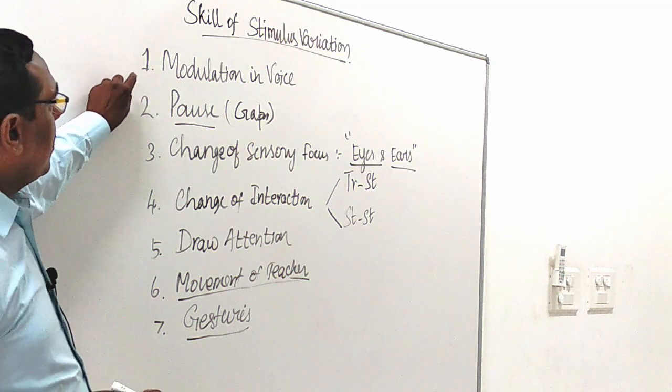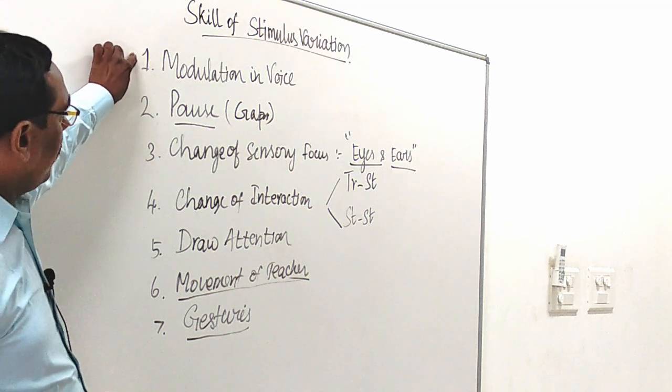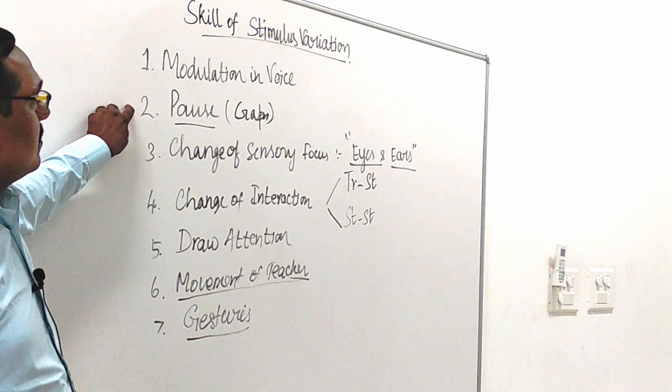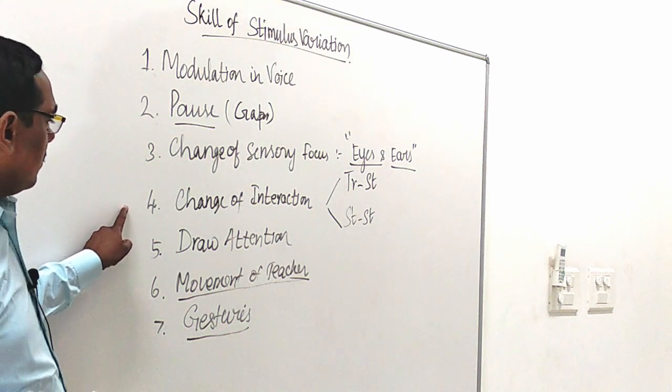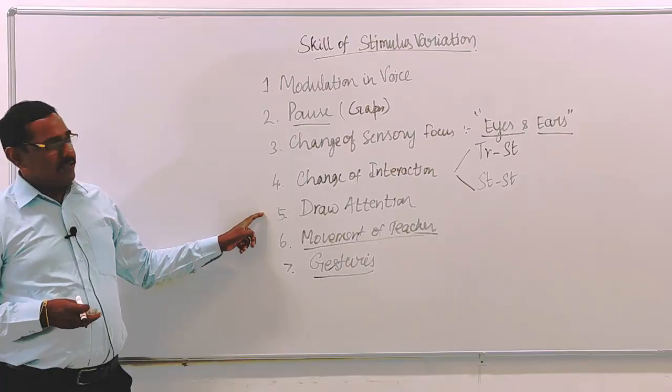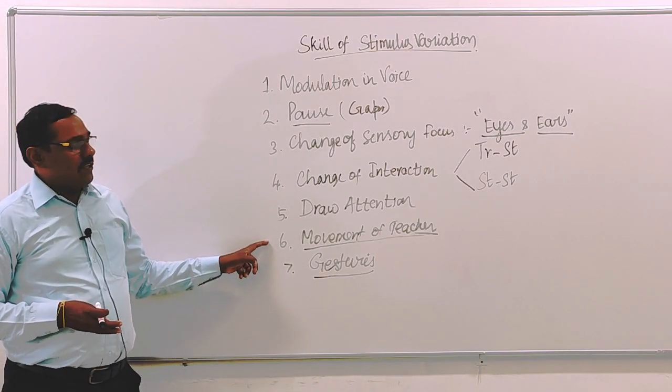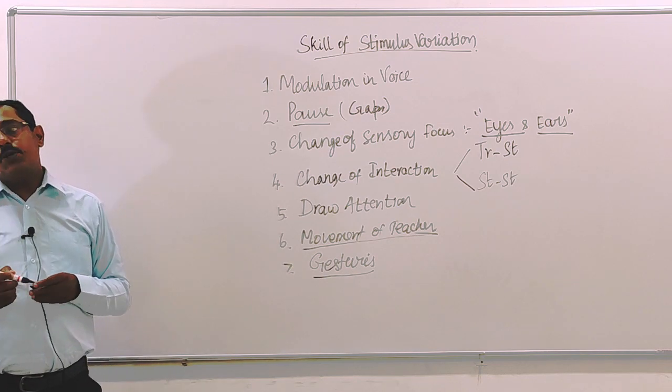Okay, so we will summarize. The first is modulation of voice, second is giving pause, third is change of sensory focus, fourth is change of interaction, fifth is drawing attention, sixth is movement of the teacher, and the last one is using gestures.